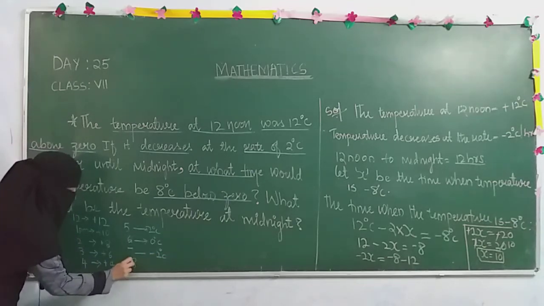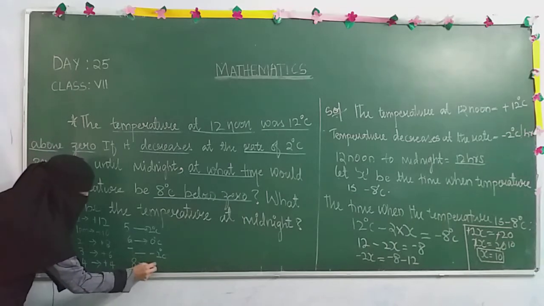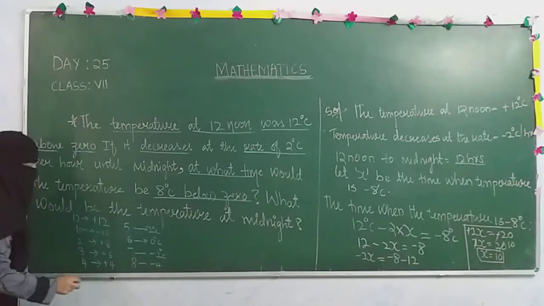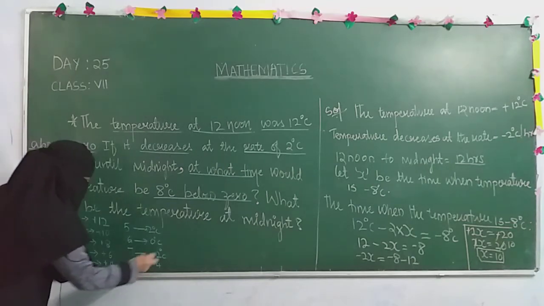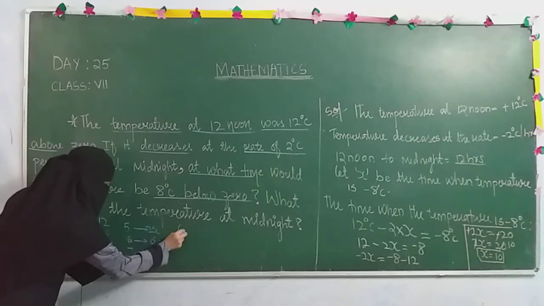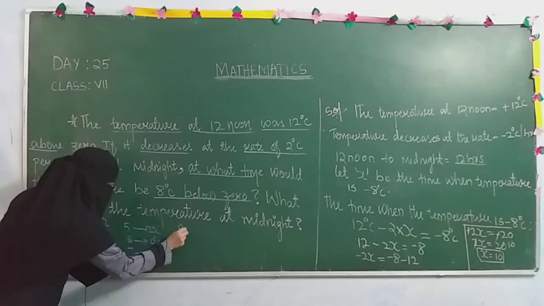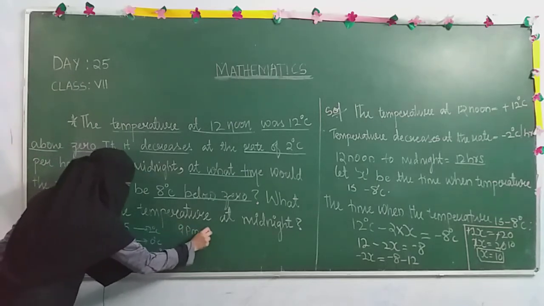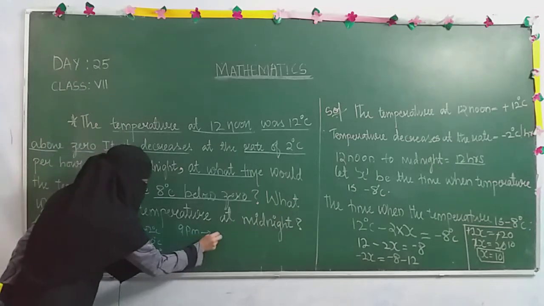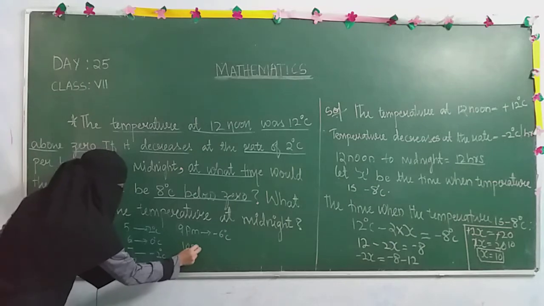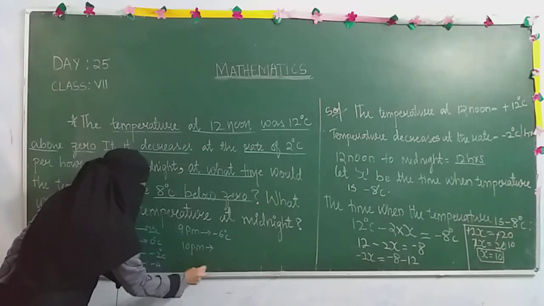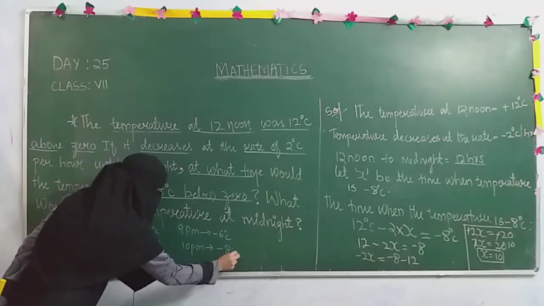Now at 8 pm the temperature is minus 4 degrees centigrade. Then at 9 pm the temperature becomes minus 6 degrees centigrade. Then at 10 pm, what is happening? At 10 pm it is minus 8 degrees centigrade.